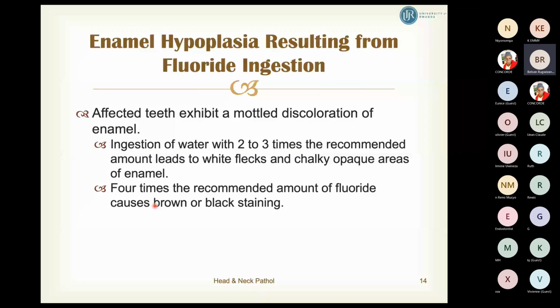So the enamel hypoplasia resulting from the fluoride ingestion. So affected teeth exhibit a mottled discoloration of enamel. Ingestion of water with 2 to 3 times the recommended amount of fluoride leads to white threads and chalky opaque areas of enamel.